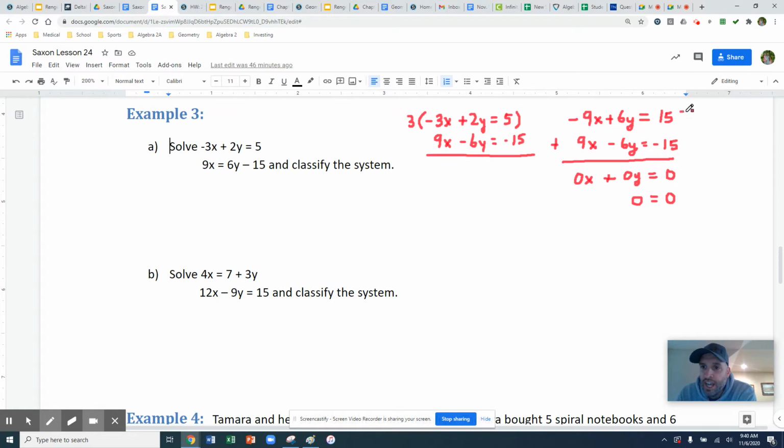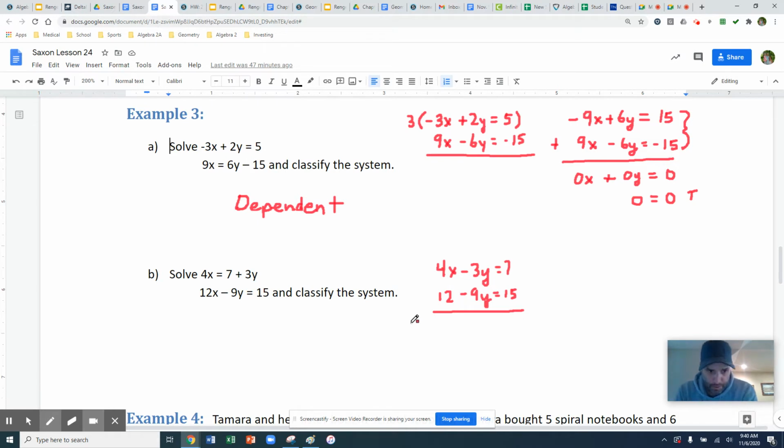So what we did was we had added two of the exact same lines, and we get this true statement at the end, which means that we are going to have infinite solutions. So this one is going to be classified as dependent. So going back to when we talked about this with graphing in lesson 15, whenever you have two of the exact same line, they're always going to be intersecting or always going to be touching each other. So that's going to mean that they have infinite solutions, which is a dependent system.